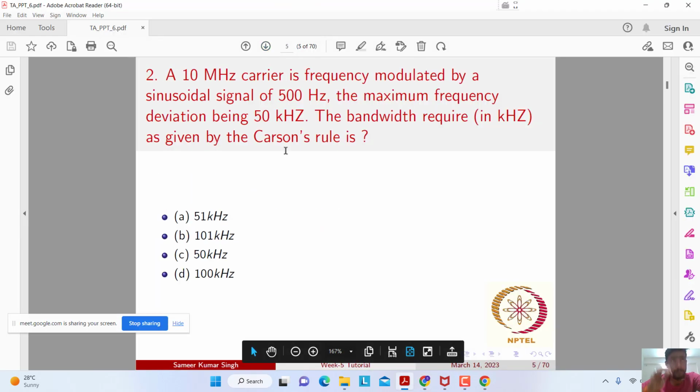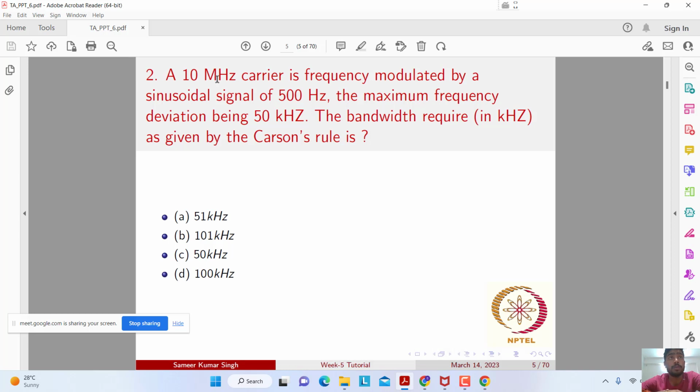Next, question number 2. Question number 2 is: a 10 megahertz carrier is frequency modulated by a sinusoidal signal of 500 hertz. The maximum frequency deviation being 15 kilohertz. The bandwidth required as given by the Carson rule is. Just apply the Carson rule. We have a carrier frequency, message frequency, and frequency deviation.